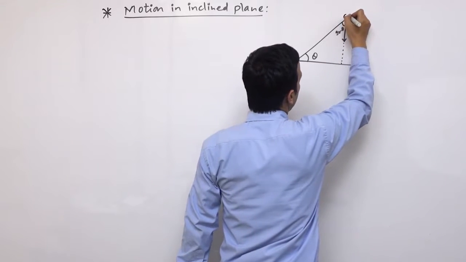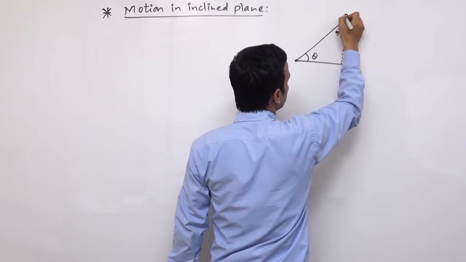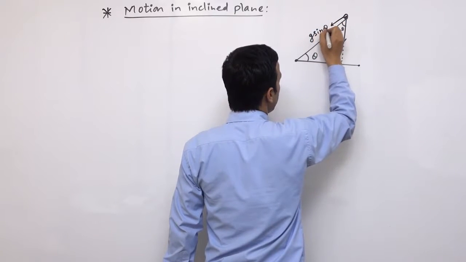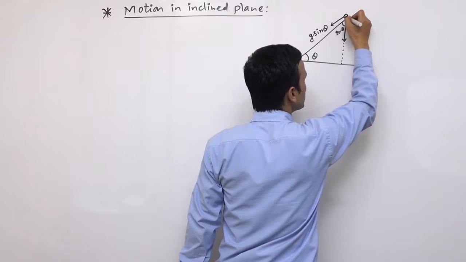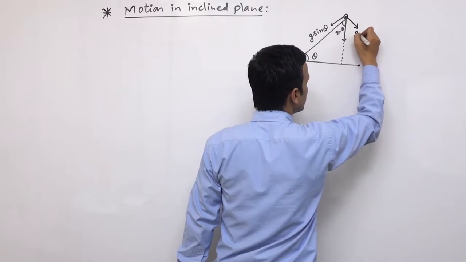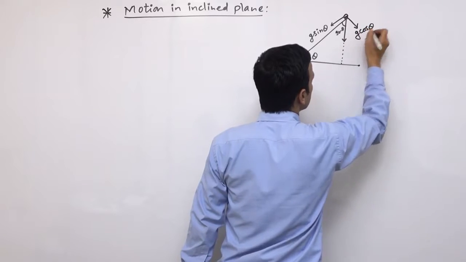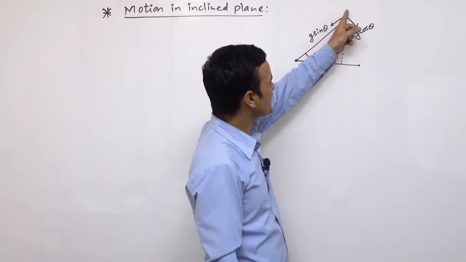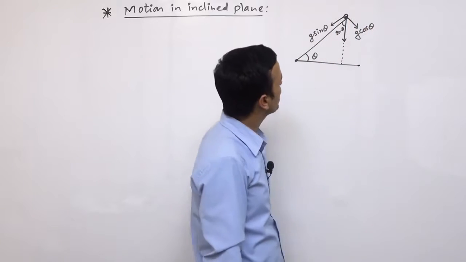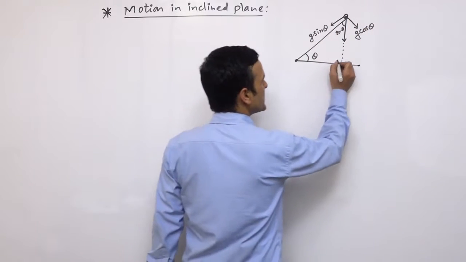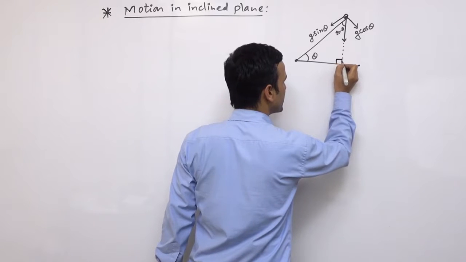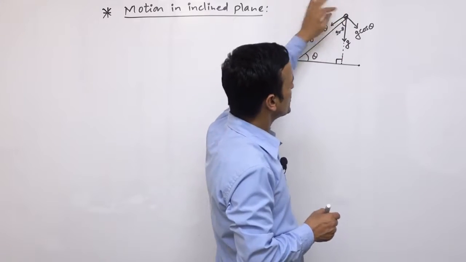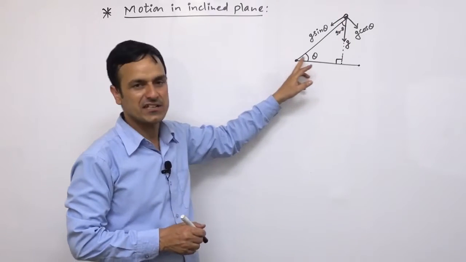So if we have the particle over here, then its acceleration will be g sine theta, and if the particle is here, then its acceleration is g cos theta. So we study two types of direction from here, g sine theta and g cos theta. As you know, it is a right angle triangle. Now we are going to study inclined plane body, equation of motion of a body in inclined plane.